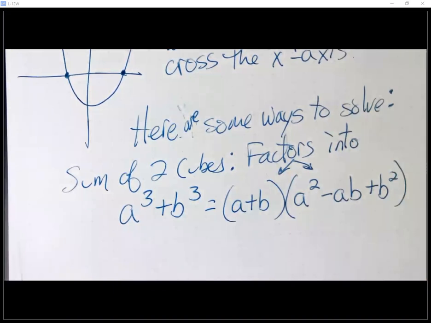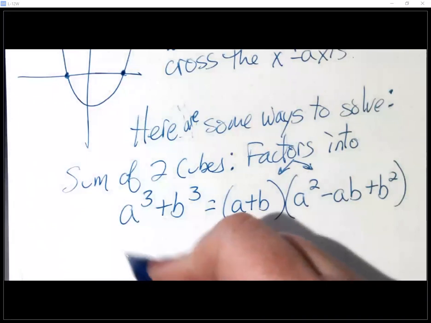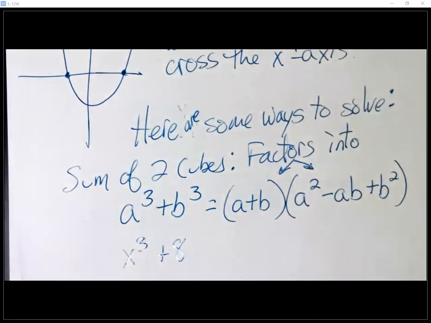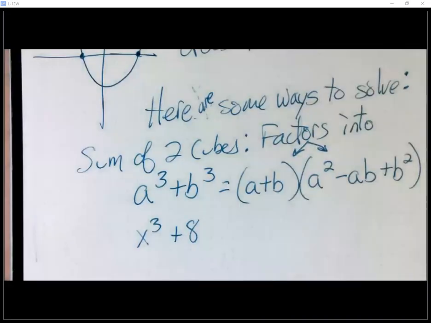So let me give you an example with numbers, and we'll start off with a real easy example. Let's say I had the polynomial x cubed plus 8. Oh, I'm always going to be fighting the light. There we go. All right.